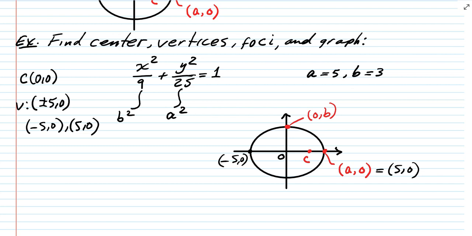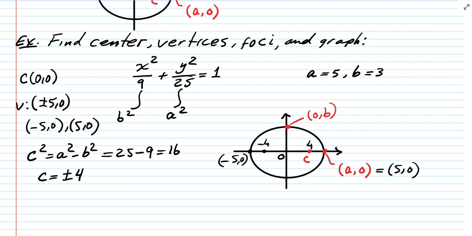What about the foci? Well, to find the coordinates of these focal points, the foci, we need the relationship c squared is a squared minus b squared. And remember, a squared is the larger of the two denominators. B squared is 9, and a squared is 16. Therefore, c would be plus or minus 4. And that's what this is. Here's 4, here's negative 4.